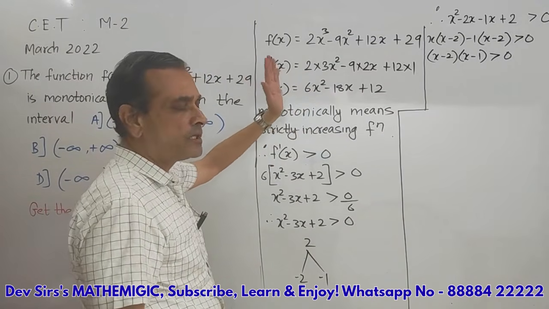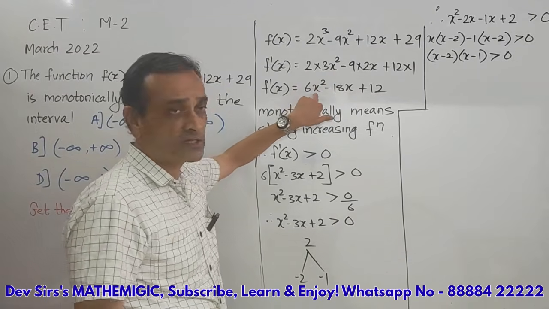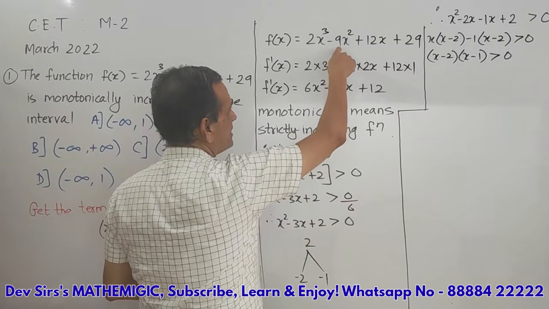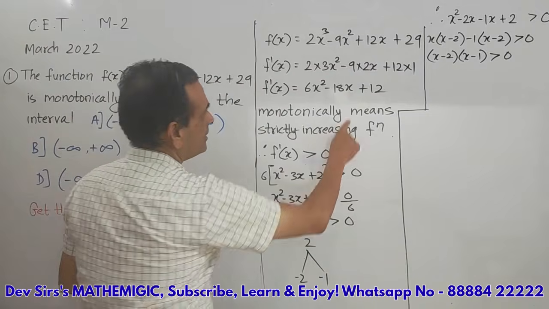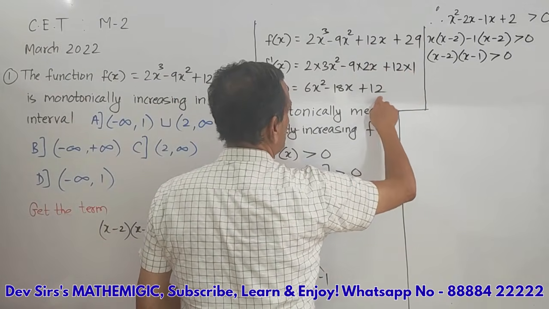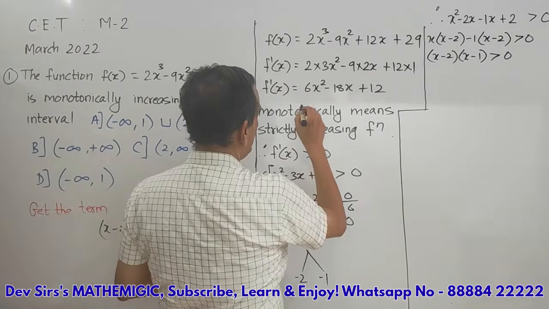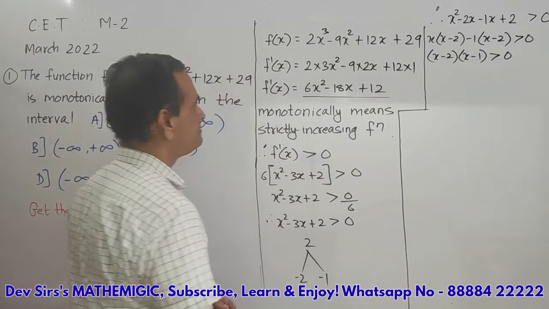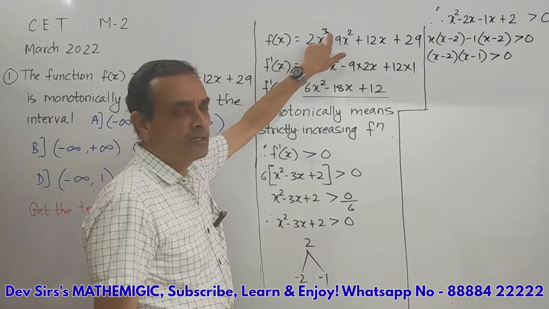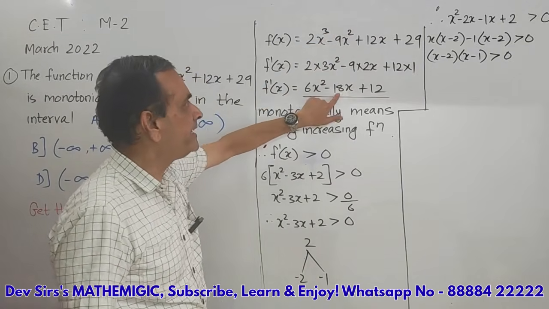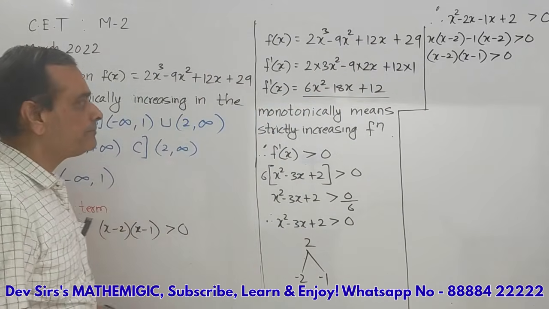Inside your mind, do the calculations. Keep 2 aside. Derivative of x cube is 3x squared. 2 into 3, 6x squared. 9 is a constant. Derivative of x squared is 2x. 9 into 2x, 18x. 12 is a constant. Derivative of x is 1. And derivative of 29 is 0. So this you can do directly. 2 into 3, 6x squared. 9 into 2, 18x. 12 into 1, 12. Okay?